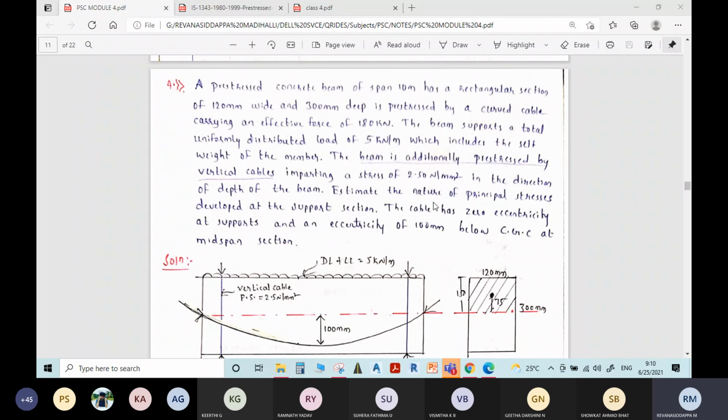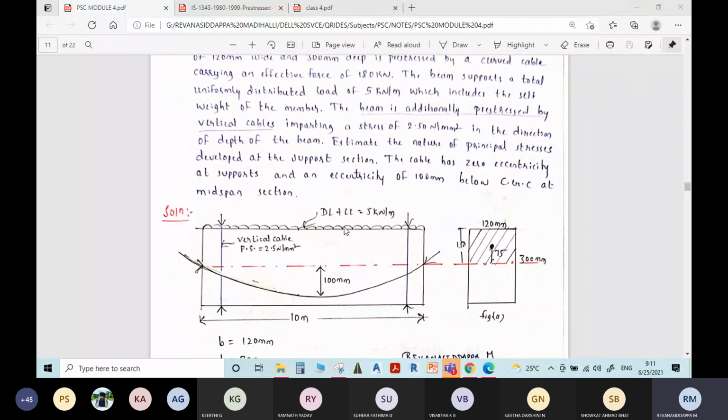Estimate the nature of principal stresses developed at the support section. Okay, principal stresses we need to find. The cable has zero eccentricity at supports and an eccentricity of 100 mm below the center of gravity at midspan section. Okay, it is a parabolic cable again. It is a parabolic given.